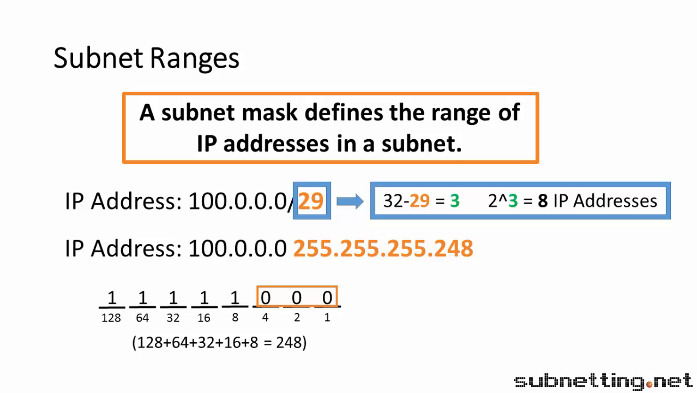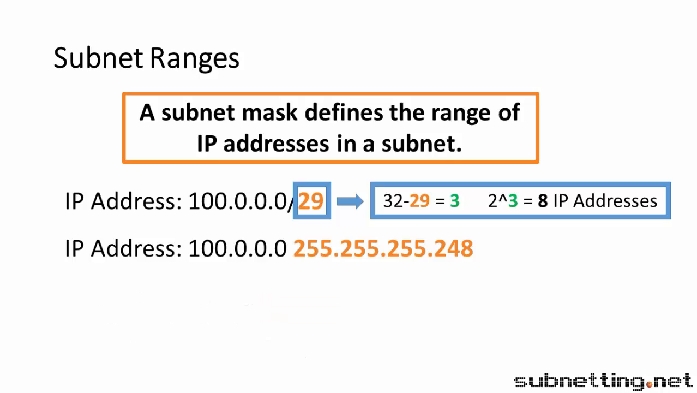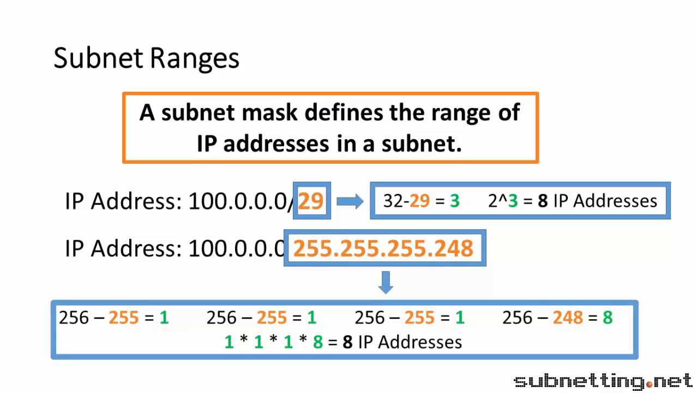Or you could use another trick. Since there are always 8 bits in an octet, and 2 to the 8th power is 256, you can also just subtract each octet's number from 256 and multiply them together. The first 3 octets are 256 minus 255 equals 1, and the last octet is 256 minus 248 equals 8. Multiply 1 times 1 times 1 times 8 equals 8 IP addresses. Notice that all of the octets with 255 in them will have no effect on the result, so you can simply skip them when you are doing the calculation.